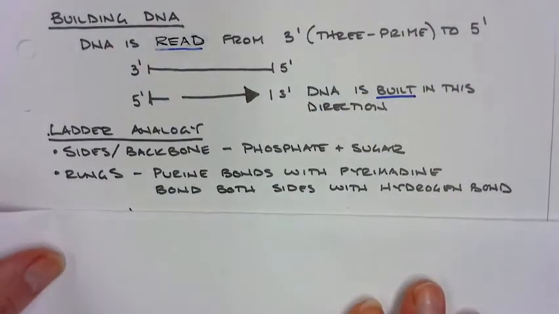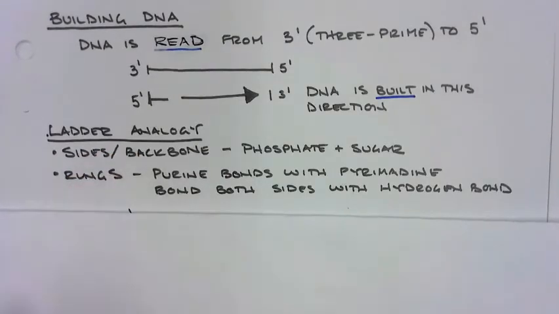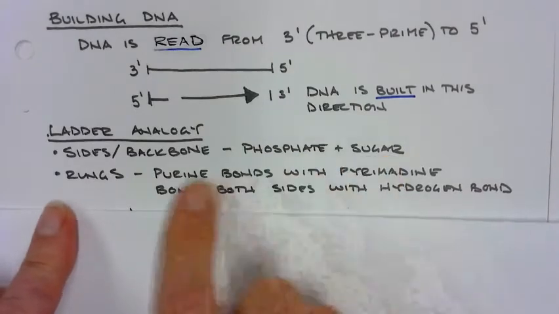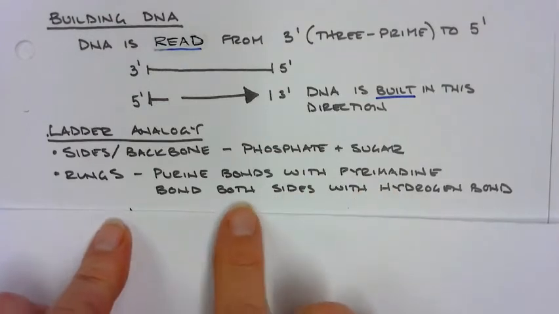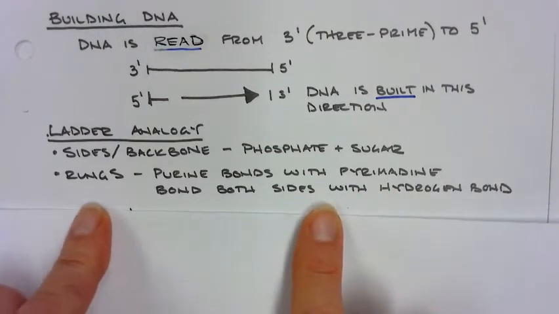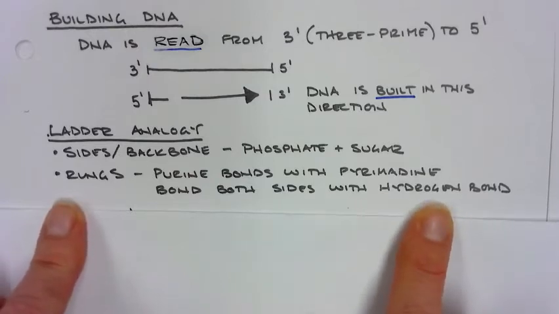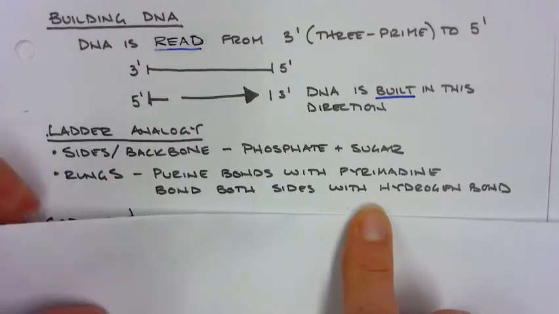I like to think of DNA as a ladder, and I use this analogy. The sides or the backbone of the ladder that you would hold on to, the vertical pieces, are basically the phosphate and the sugars, and the rungs that you would climb up with are the pyrimidine bonded with the purine. Again, these bond in the middle with hydrogen bonds because they're a weaker bond, whereas the bonds on the sides of the ladder are covalent bonds.